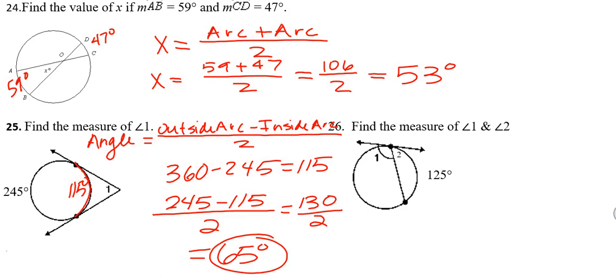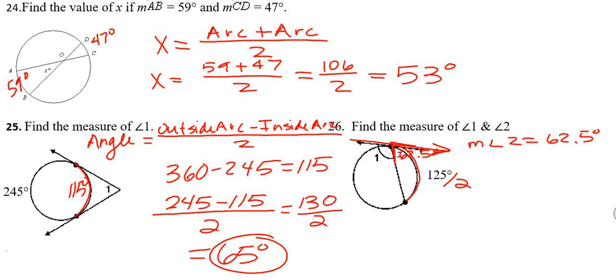Okay, so number 26 over here. There's a couple ways I could do this problem. I could solve for angle 2 right here first. We notice that this arc right here is 125 degrees, and that's a line right there. So that angle right here is going to be half of the 125. So that's 62.5. The measure of angle 2 is equal to 62.5.